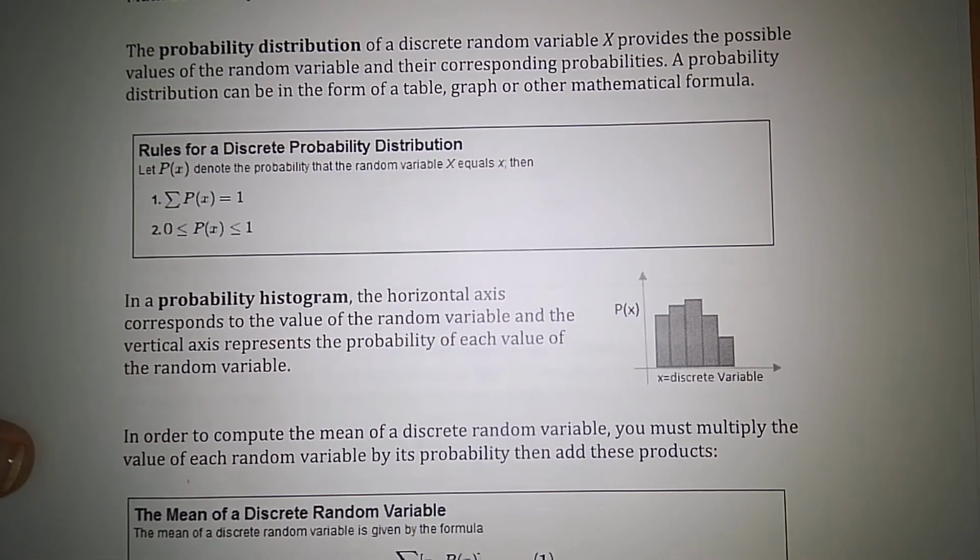Then we have what is called the probability distribution of a discrete random variable x. It provides the possible values of the random variable and their corresponding probabilities. A probability distribution can be in the form of a table, a graph, or other mathematical formula.